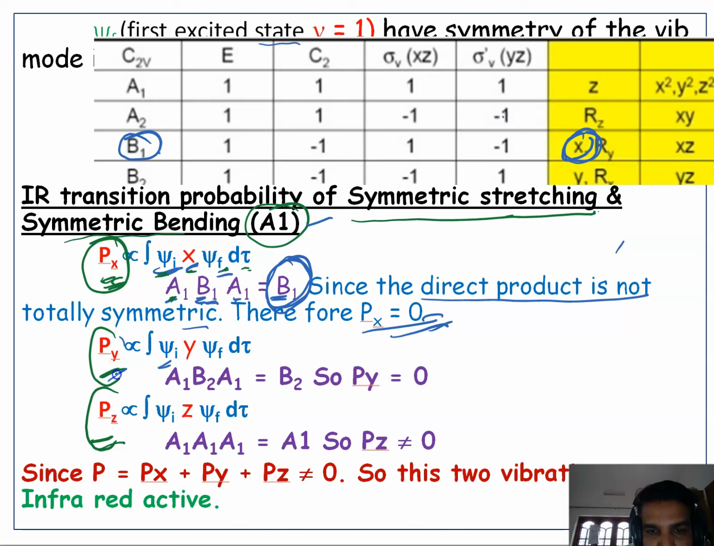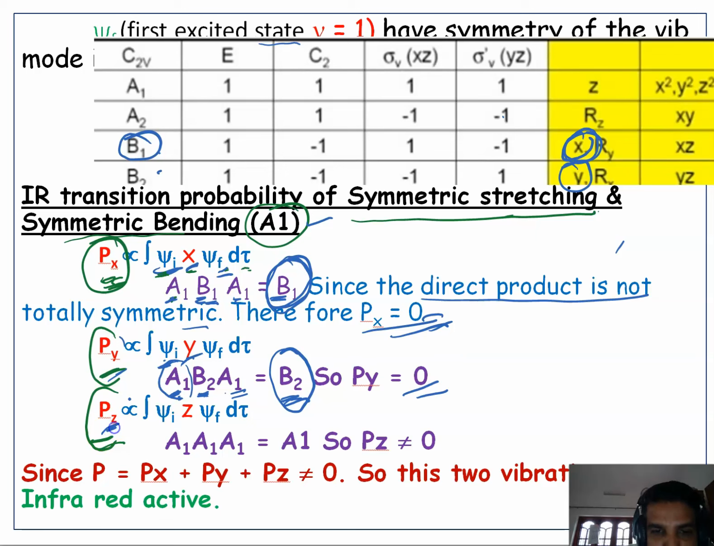Now we calculate Py. Similarly, psi I is A1. Psi I, the initial wave function, is always A1, whichever be the mode. And y, look at the character table, y is B2. Into psi f, which for the A1 mode is A1 itself. And A1 into B2 into A1 is equal to B2. Clear? Because multiplying any symmetry with A1 will give that symmetry, because for A1 the characters are always 1. 1 into 1 into 1 into B2 is B2 itself. Therefore it is B2. B2 into A1 is equal to B2. It is also not totally symmetric. Py is also equal to 0.